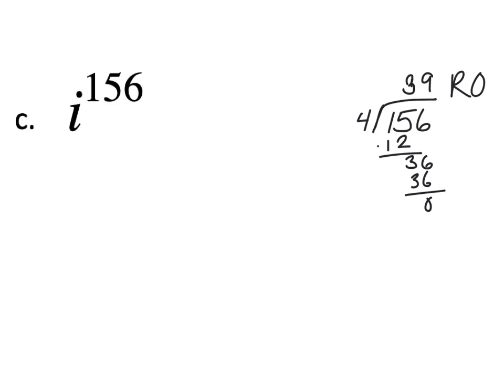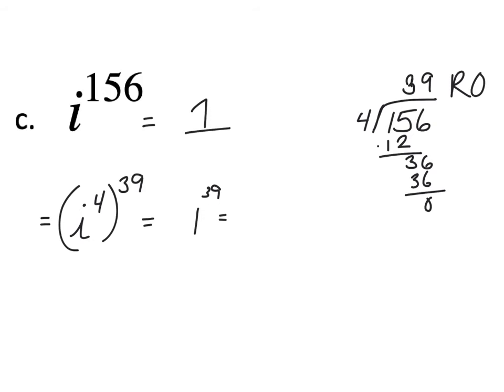For this one, pause the video and you try it. I get a remainder of 0, which means it's going to go in evenly, so it's going to equal exactly 1. An alternate way to show your algebraic work is again i to the 4th, because that's 1, raised to the 39th power. Well, 4 times 39 is exactly 156, so this is 1 raised to the 39th, which is just 1.